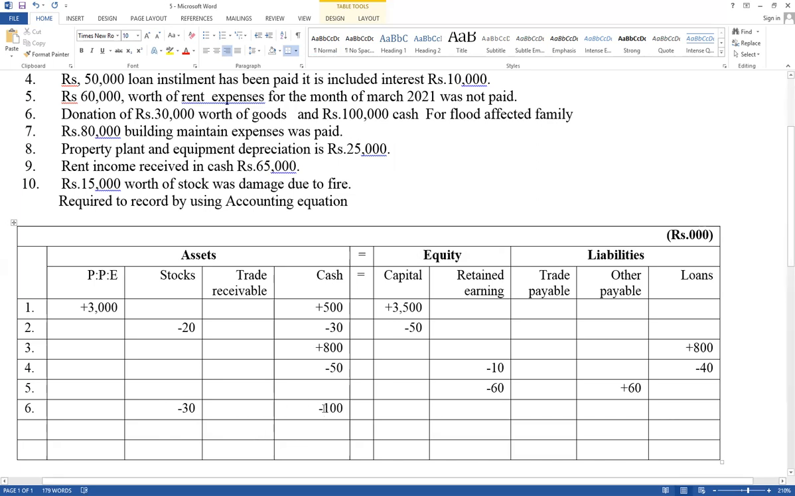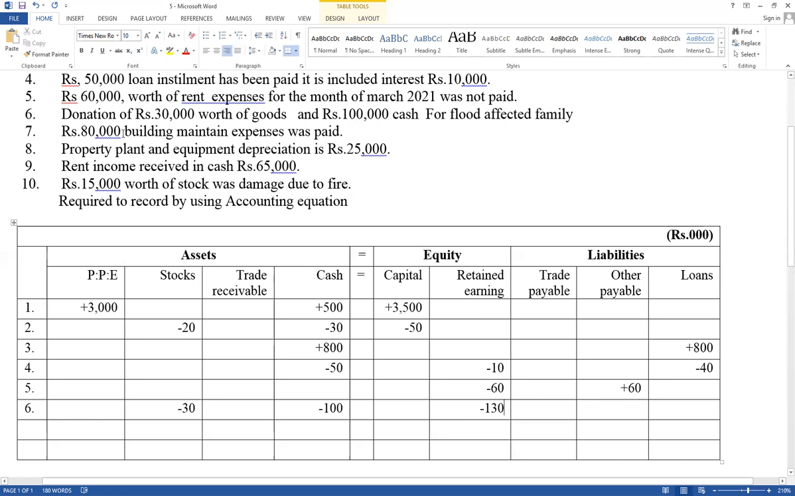Donation is an expense. If it is an expense, it affects the retained earnings column. Normally, it affects equity, but equity is given separately. If it is given separately as capital and retained earnings, then under the retained earnings column, income and expense effects should be recorded.